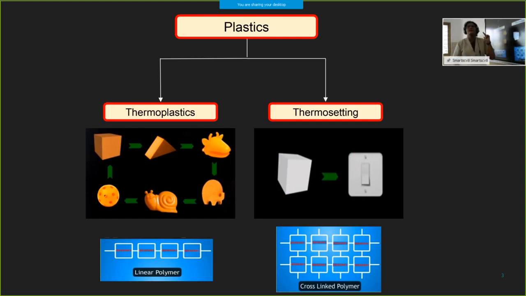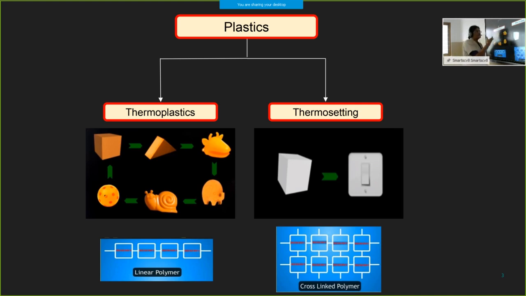So plastics can be classified into two: thermoplastics and thermosetting plastics. Now what are these two? We'll see with some examples. Okay, so what are thermoplastics? Let us see first. Look at this example. Now this is a block of plastic. On heating, it melts and softens, and we can change it into various shapes.